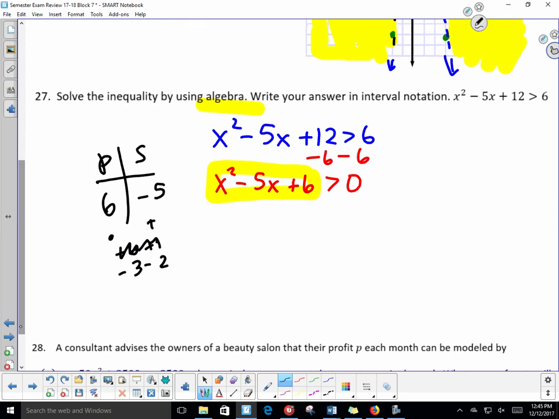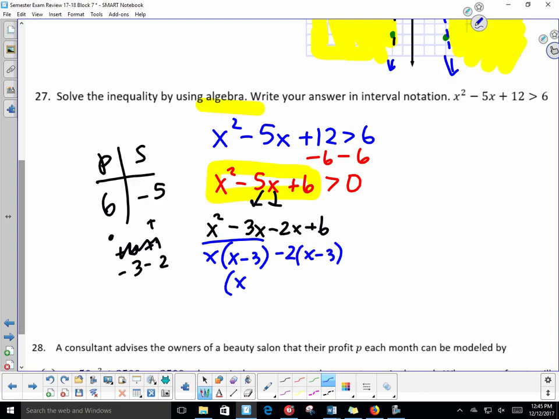When we go to factor, again, we like to split the middle term into negative 3x minus 2x. We bring down the beginning, we bring down the end. If I factor out what's in common, I get x minus 3 left over in the first one. If I factor out what's in common for the next part, again, I get x minus 3. So x minus 3 and x minus 2.